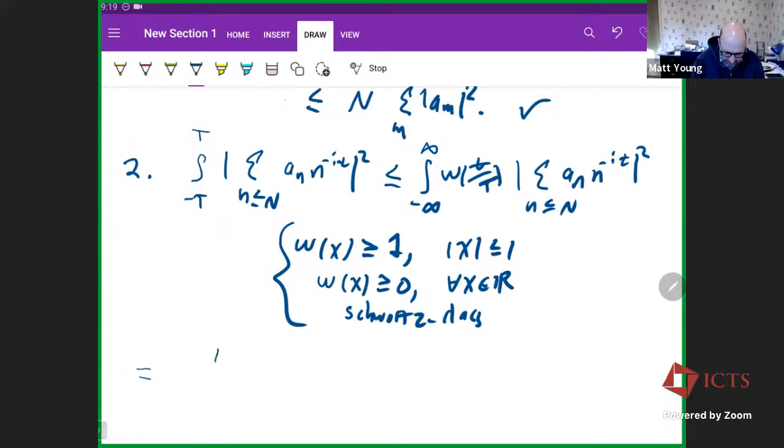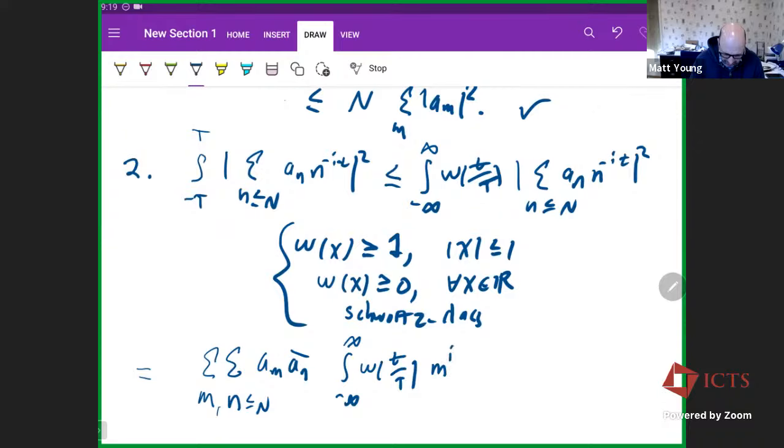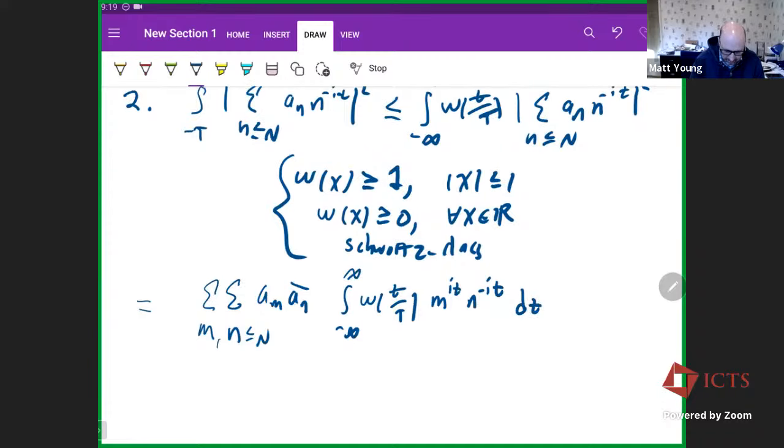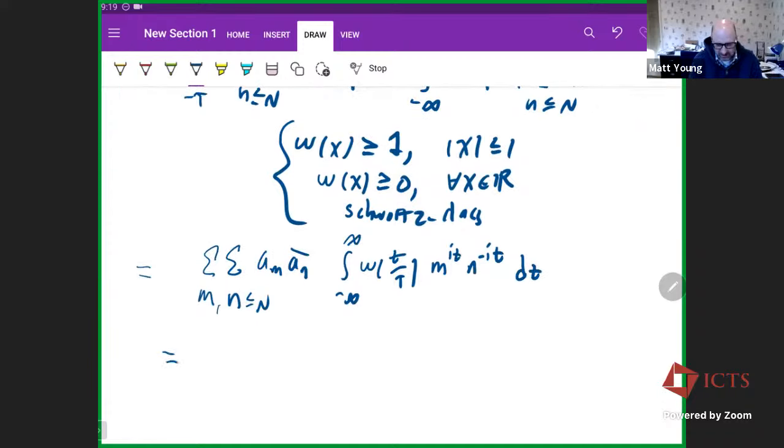So now we do the exact same thing we did before. We have a double sum. So we've got m and n up to capital M, a_m a_n bar, and then we have to integrate this thing. So we'll have an m to the it and n to the minus it dt. So this is like the t integral analog of the orthogonality of Dirichlet characters property that we used for the previous result.